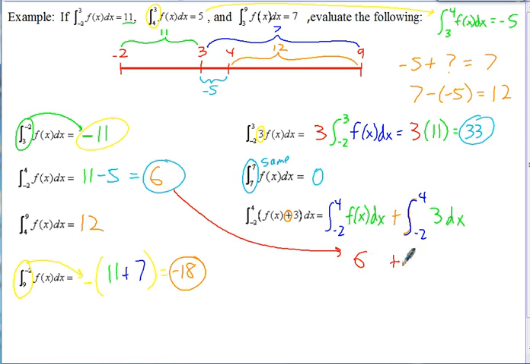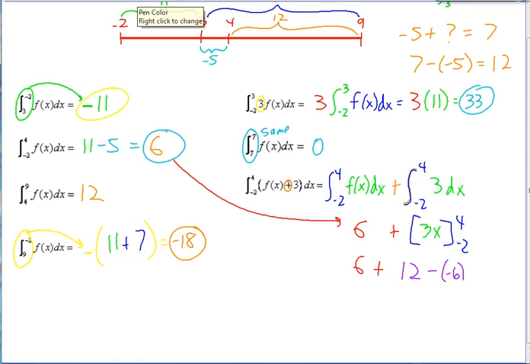Plus, over here, you just have to integrate a simple integral. So when you integrate a constant of 3, it just becomes 3x. And then notice it's evaluated from -2 to 4. So we've got 6 plus, when we substitute in 4, that's going to give you 12, 3 times 4, minus, when you substitute in -2, times 3 gives you -6. So that's 6 plus 12 plus 6 is 18, gives you 24.